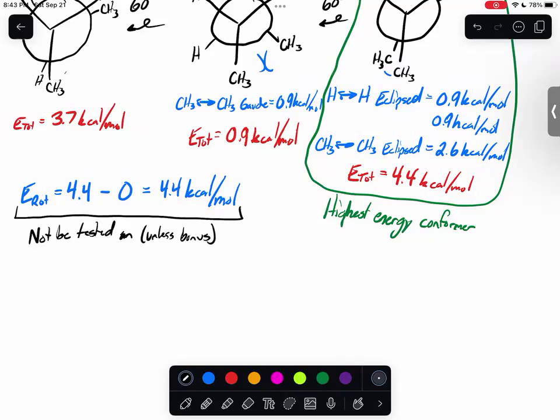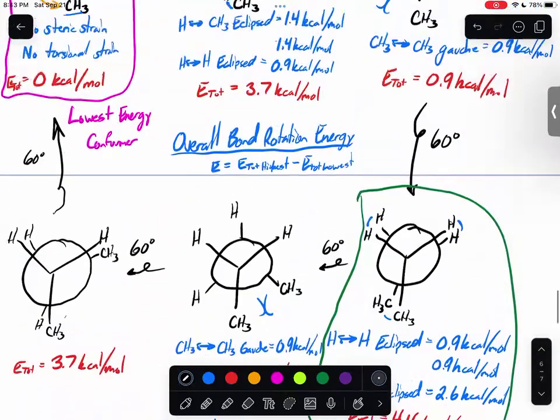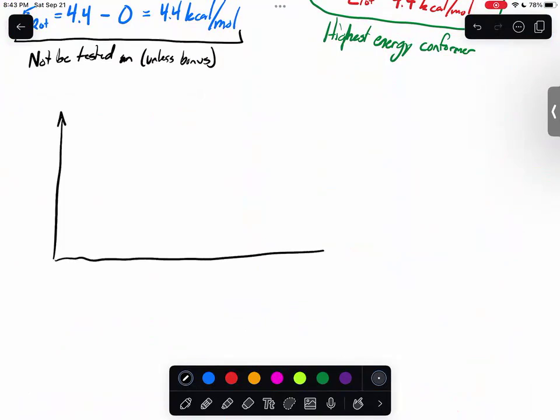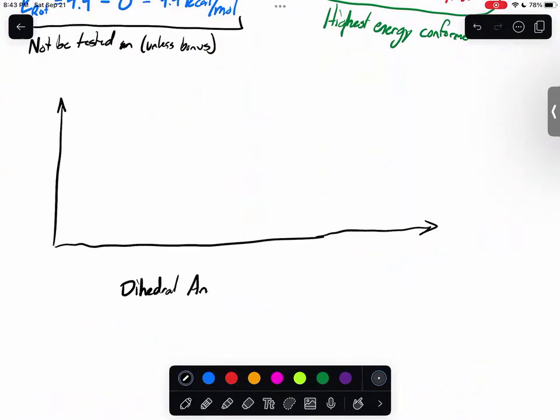Now, let's actually graph this energy, right? Because we're going to take a look at something that's actually a really interesting outcome of this. Let's graph our energy in terms of the dihedral angle between the two methyl groups. All right. So, looking at this, we are going to have a little graph here.